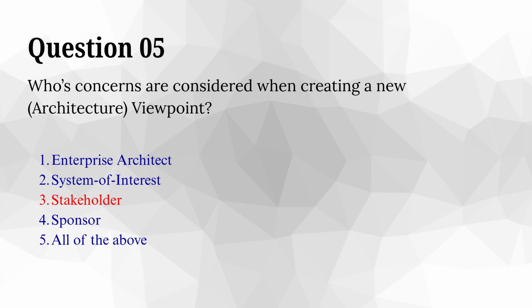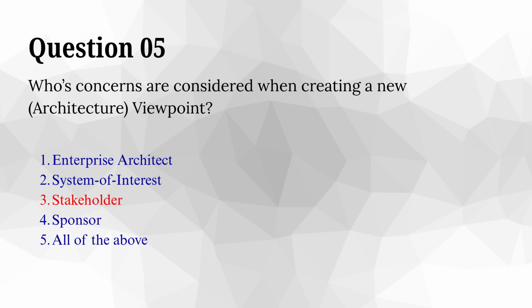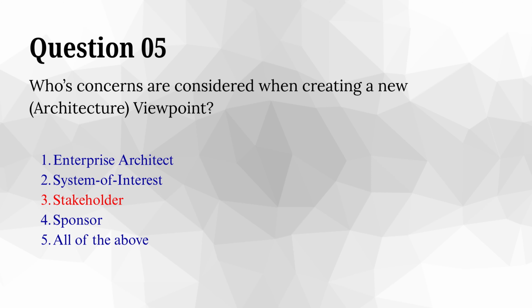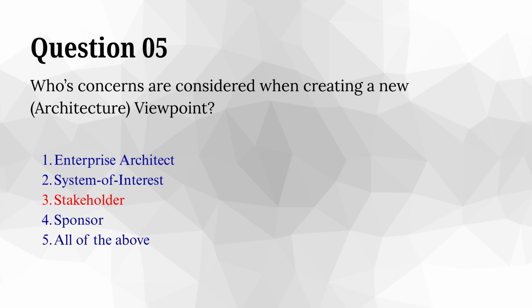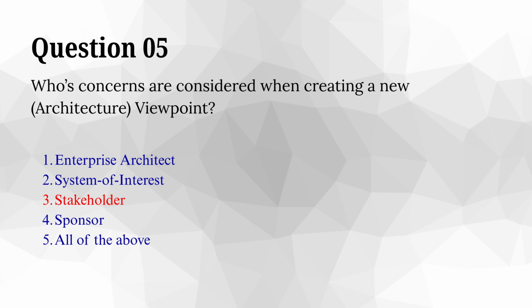Now, let us understand this question carefully. In TOGAF, an architecture viewpoint is created specifically to address the concerns of stakeholders. One important point to remember is that different stakeholders have different interests, responsibilities, and expectations from the architecture. Because of this, TOGAF uses viewpoints to ensure that architecture information is presented in a way that is meaningful to each stakeholder group. A viewpoint defines what should be shown, how it should be presented, and which concerns must be addressed.